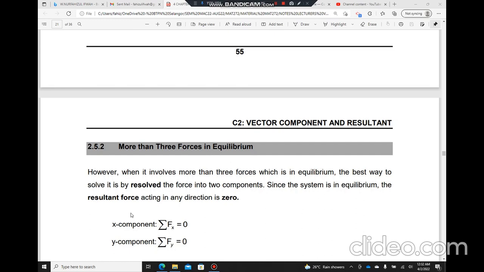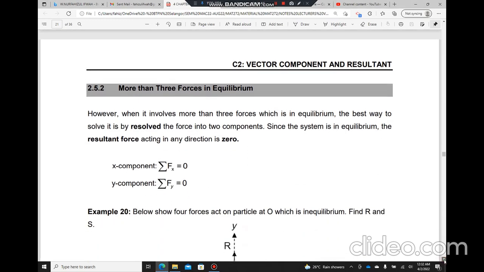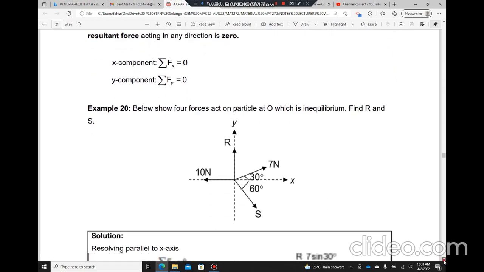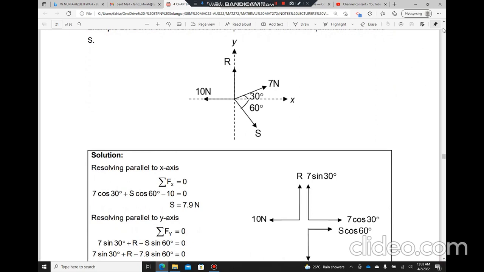Okay, so yang ni bila case we have more than 3 forces. So yang sebelum ni kita tengok bila 3 forces, so kita boleh guna Lami's theorem, which is we can make a triangle kan, and then kita solve triangle. Yang ni katakan force tu lebih daripada 3. Okay, so the best way is by resolve the force into 2 components. Okay, so kita resolvekan dia based on X component, which is the sum of force Fx is equals to 0, and then also y component, so the sum of Fy is equals to 0.